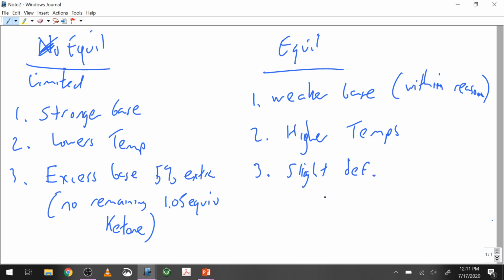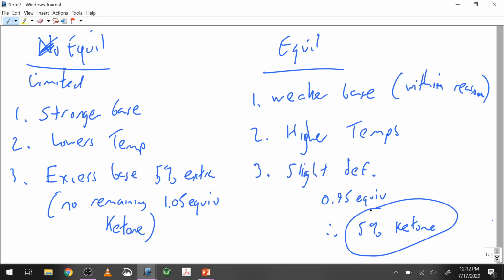A slight deficiency, a slight deficit. So here I'd probably use something like 0.95 equivalents. A little bit less. What that means is that I'm always going to have 5% of the ketone remaining at all points. It's a little bit wasteful. We do lose 5% off the top of our yield if we do this, but the point is, it gives us a guaranteed way to equilibrate it, because this needs to be there for equilibration to happen. Without it, we get no equilibration.